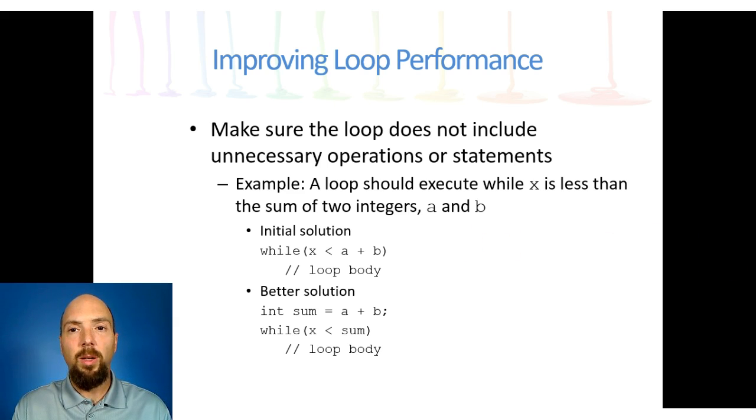All right, so some things that we can do to make our loops more efficient. We need to make sure that our loops do not have unnecessary statements that will run over and over again. In this example we have a while loop that says while x is less than a plus b, perform whatever's in the loop body. Every time this while loop runs, it will have to reevaluate what a plus b is. A better way to do this would be to create a new integer value called sum, add a and b together, and then set it where while x is less than sum, then perform the loop body. It speeds up our program because the first one has to evaluate a plus b every single time. This one only has to evaluate a plus b one time.